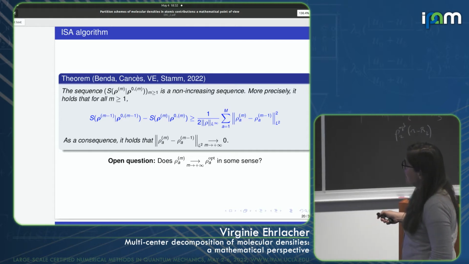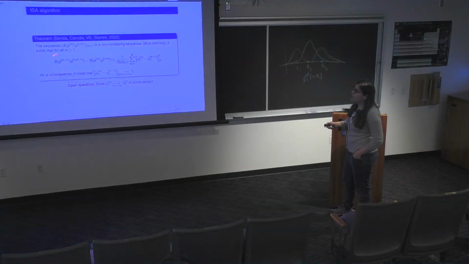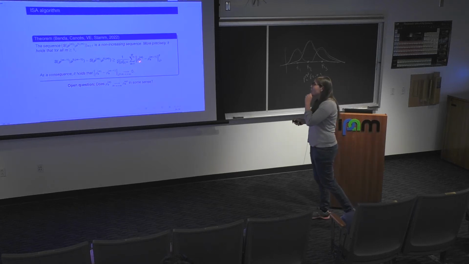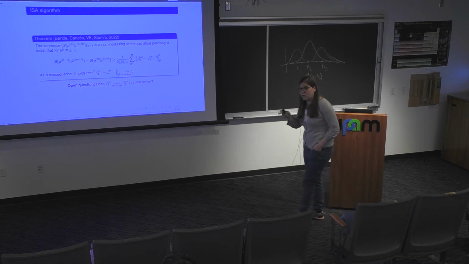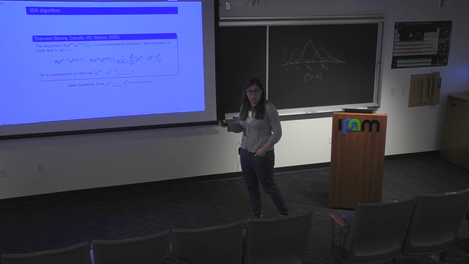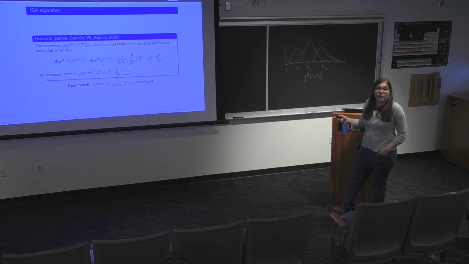increases. And moreover, what you can show is that if you look at the difference of this entropy between two successive iterates of the algorithm, then this bounds some quantity, which is equal to some constant times the sum of all the L2 norms squared of the difference between two iterates of the local atomic densities. Okay? And in particular, it says that the norm between two successive iterates given by the algorithm will go to 0. This is not enough to guarantee that the algorithm converges.